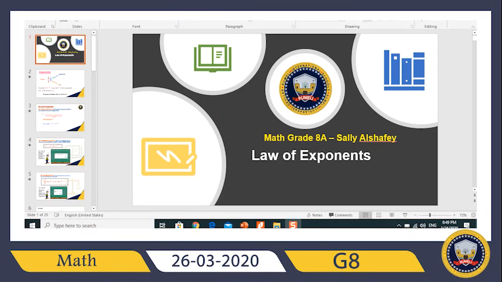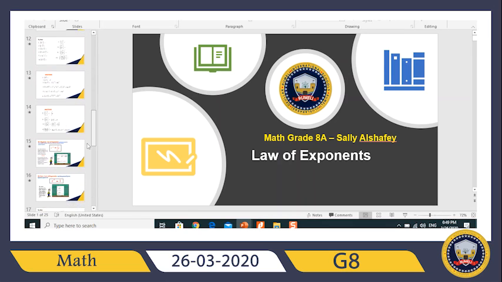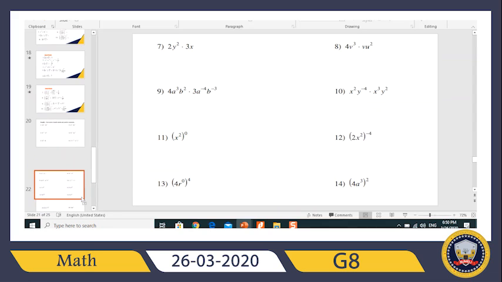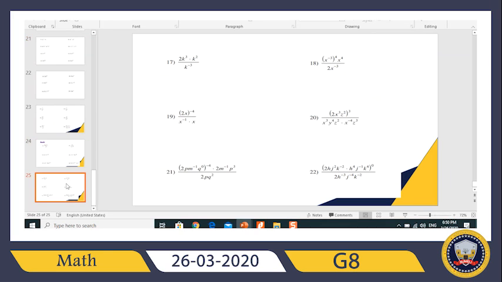Let's complete our exercise about the law of exponents. We've covered yesterday part of a worksheet, and let's continue the rest of this worksheet. Let me check. Wait. We finished this one, and we're going to start from number 17.